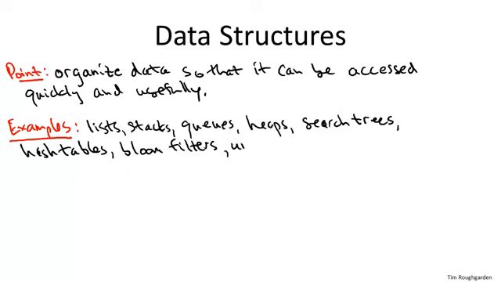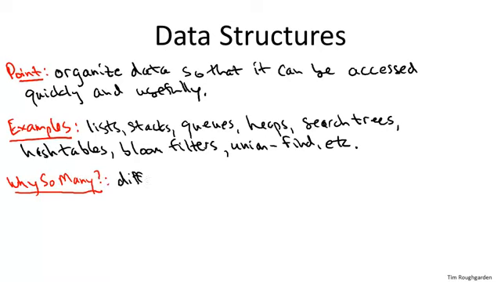So why do we have such a laundry list of data structures? Why is there such a bewildering assortment? It's because different data structures support different sets of operations and are therefore well suited for different types of tasks.